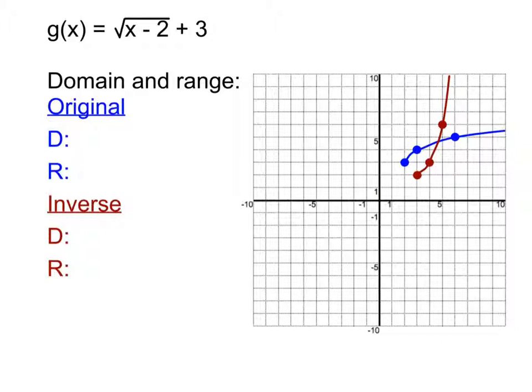All right, so now that we can see our original function and its inverse graph, take a moment. What would the domain and range be for each of those graphs? Go ahead and think each of them through, please.